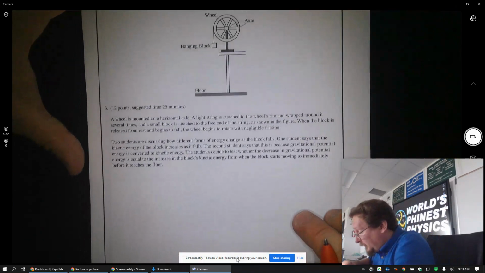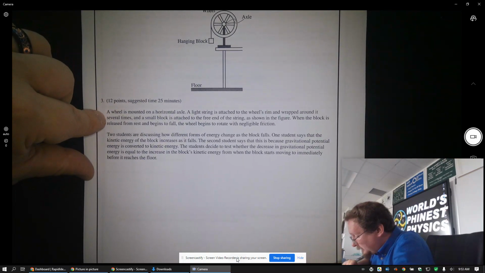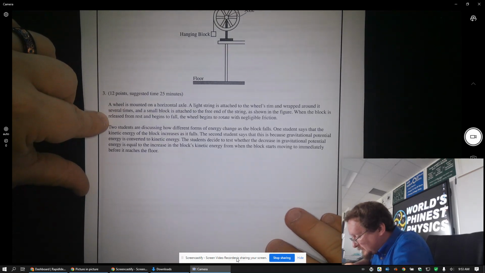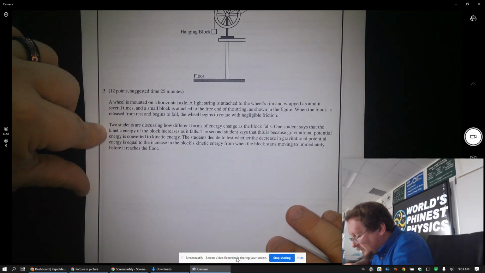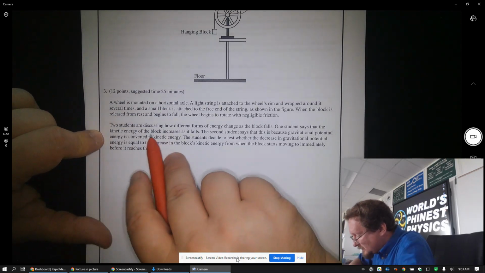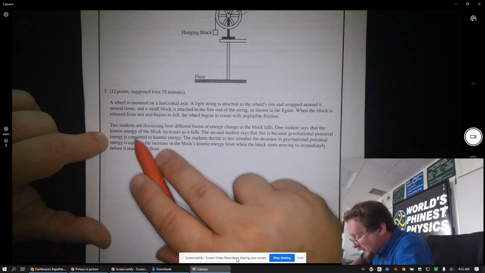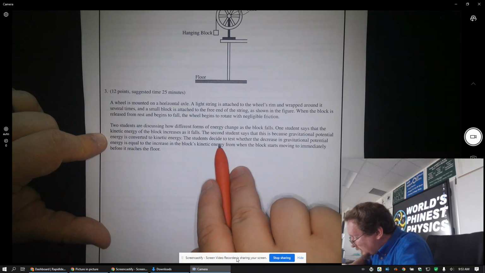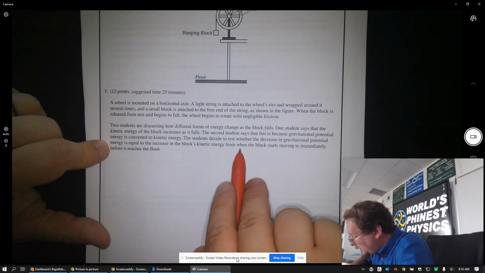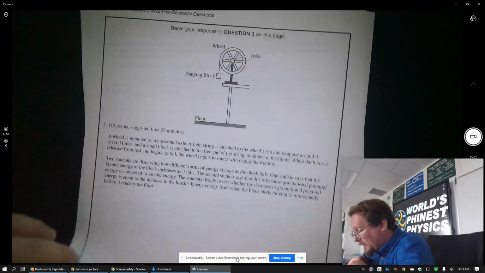All right, now for the experimental design. A wheel is mounted on a horizontal axis, with a light string attached to the wheel's rim, wrapped around several times. A small block is attached to the string, as in the figure. When the block is released from rest and begins to fall, the wheel rotates. Two students are discussing how different forms of energy change as the block falls. One student says that the kinetic energy of the block increases as it falls. The second student says that this is because the gravitational potential energy is converted to kinetic energy. The students decide to test whether the decrease in gravitational energy equals the increase in kinetic energy, which it won't, because some energy goes to the wheel's rotation before the block reaches the floor.